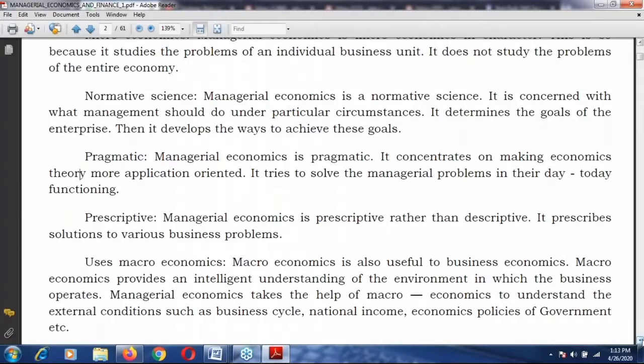So study of business operations is another role of managerial economics. So the business economists can also help the management in decision making relating to the internal operation of the firm.